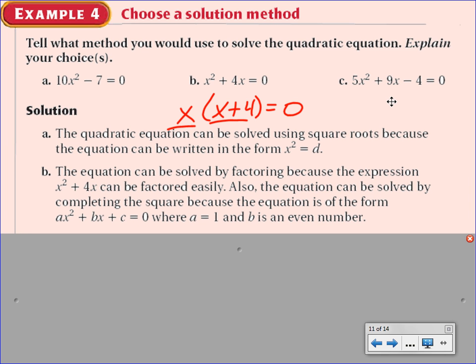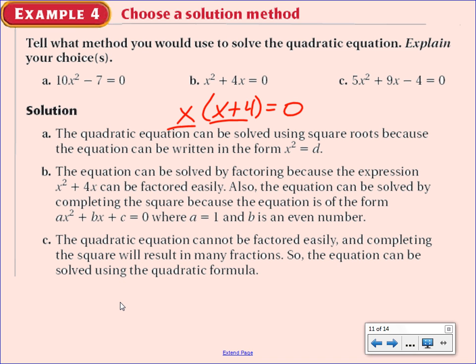And then this last one, 5x squared plus 9x minus 4. Quadratic formula. You're pretty much using the formula there because it's not easily factorable. There's really nothing else that works nicely.